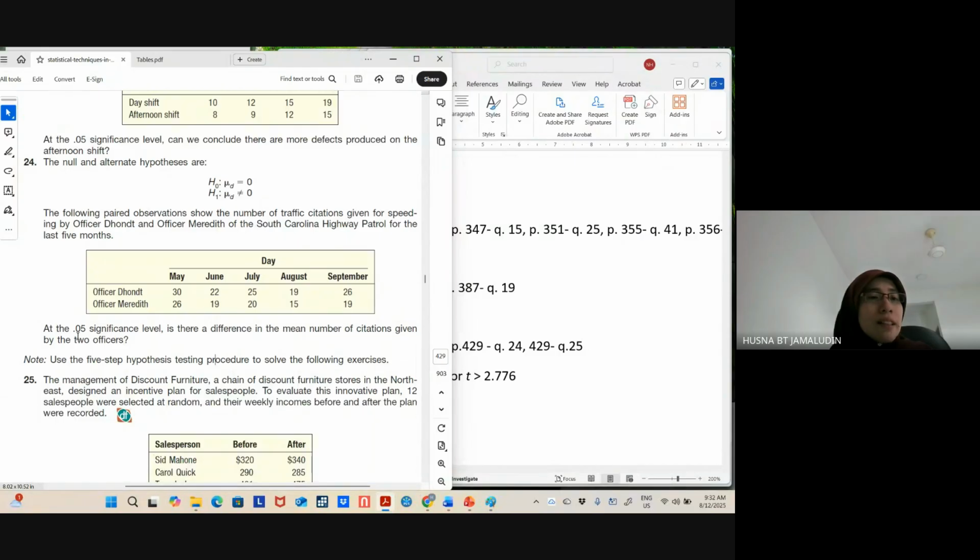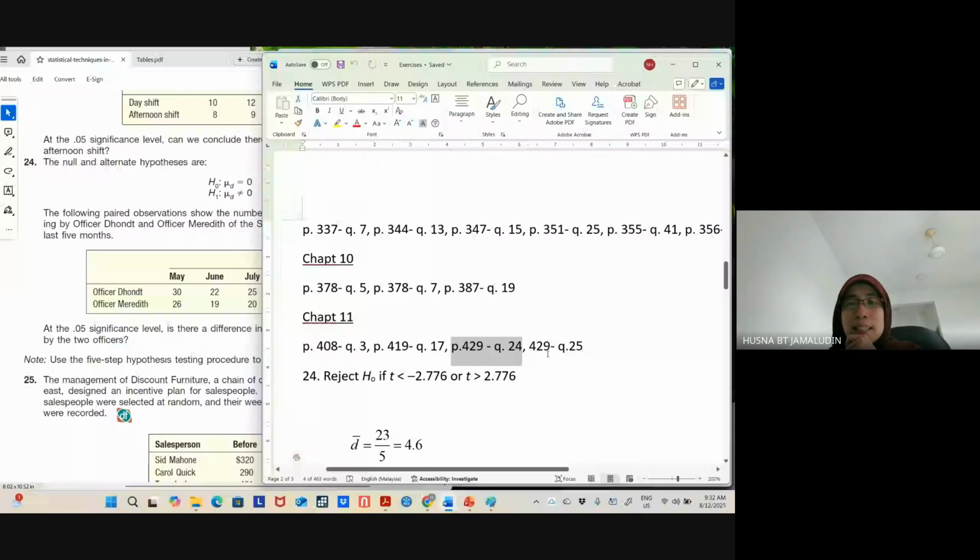Okay, so at the 5% significance level, is there a difference? The word difference tells you this is two-tailed. So you have two samples, and dependent on top of it. And of course, when you are talking about dependent, you will be using the t value instead of z. I'm giving you all the clues because you know how to do it. It's just that you should learn how to differentiate between one sample and two sample hypotheses.